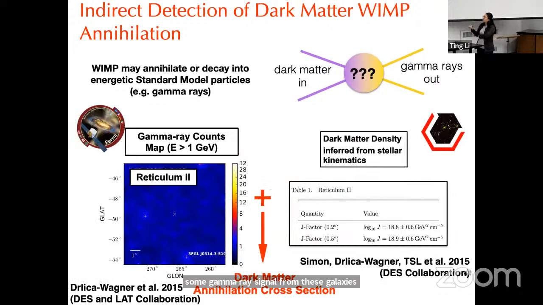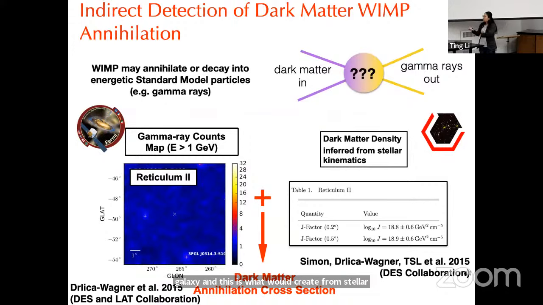I just show one example, called Reticulum 2, and this is the map from Fermi-LAT, the Large Area Telescope instrument on the Fermi satellite. You can think of this as looking for the axis of the signal. At the center of the galaxy, you don't see any strong gamma ray signal. Then, as astrophysicists, we calculate the dark matter density at the center of the galaxy, and this is what we produce from stellar kinematics.